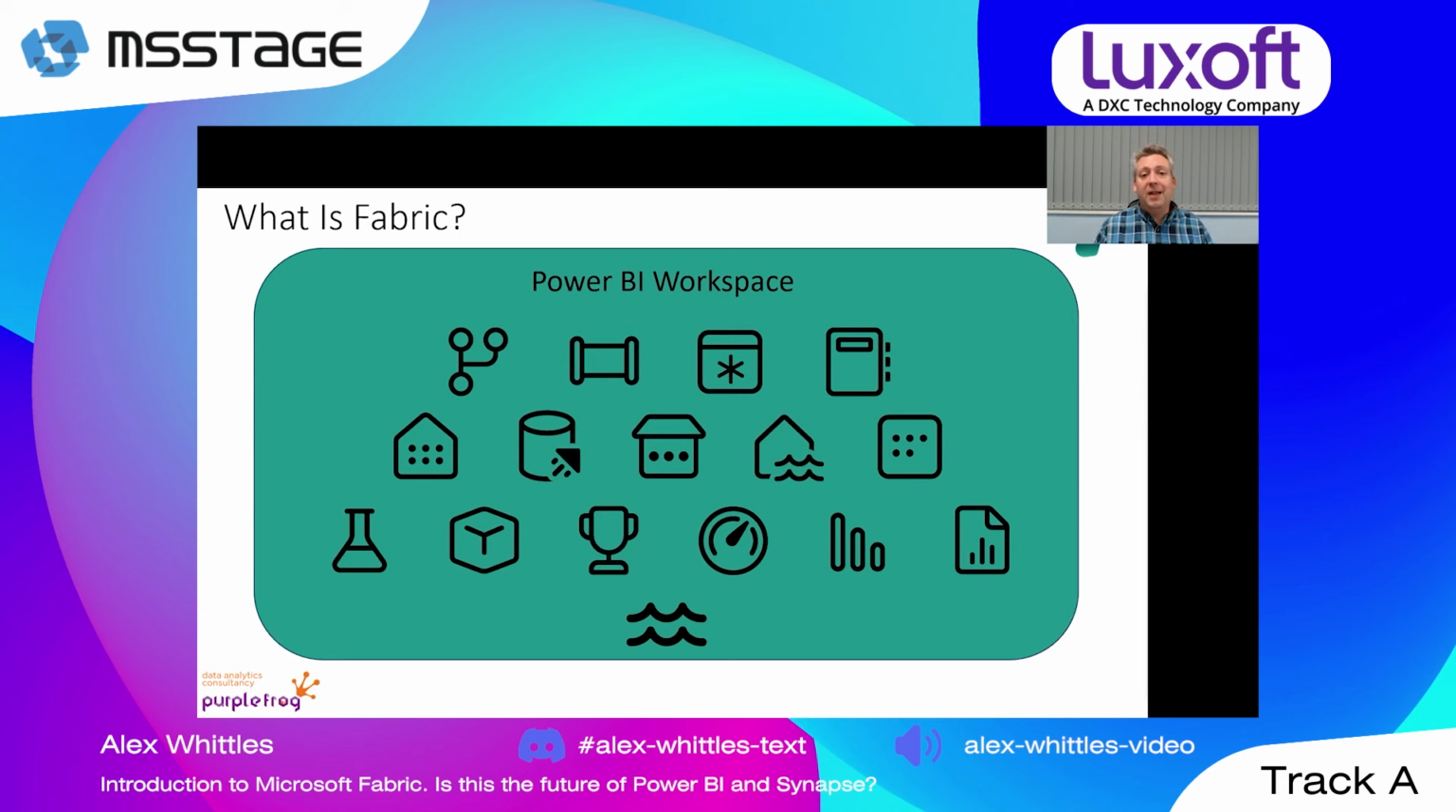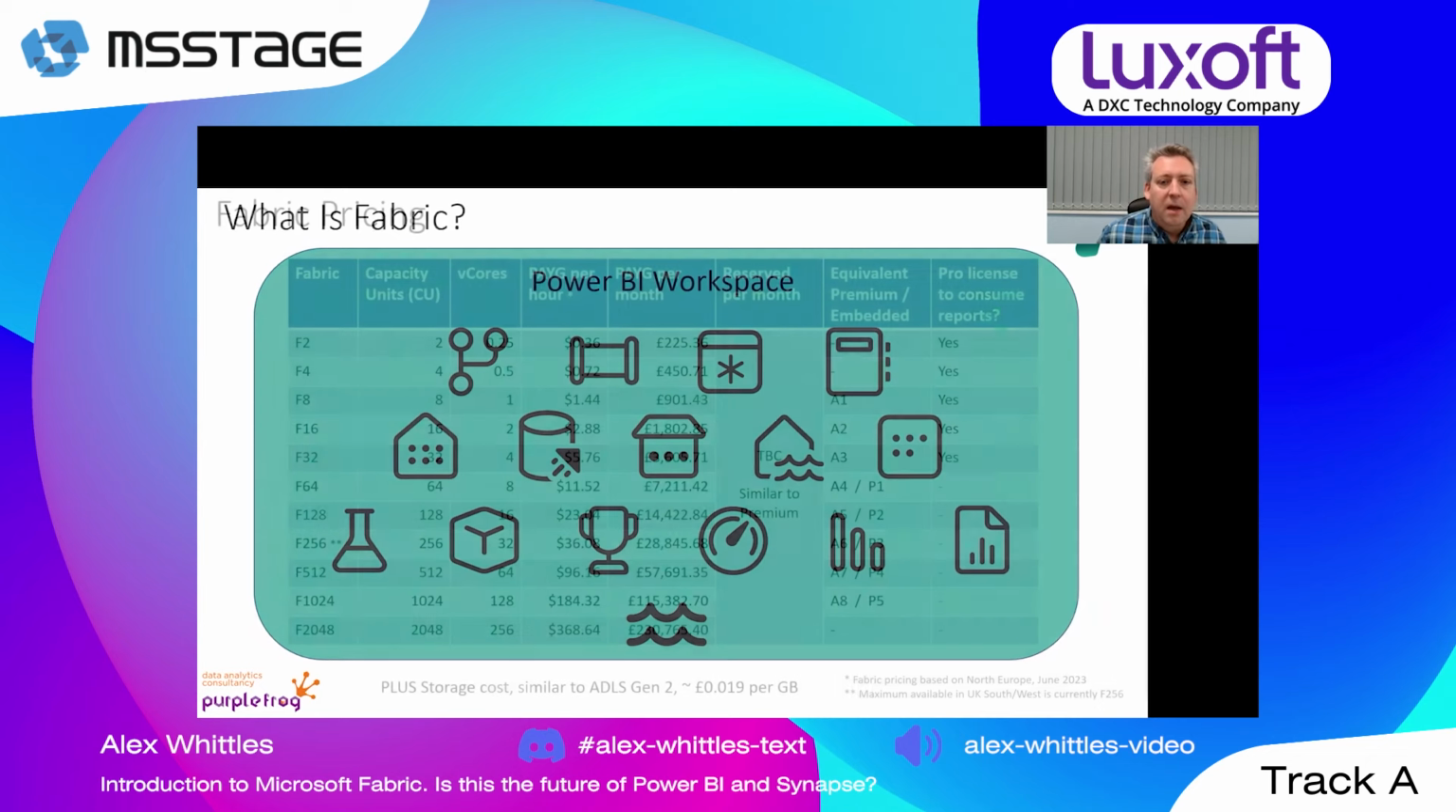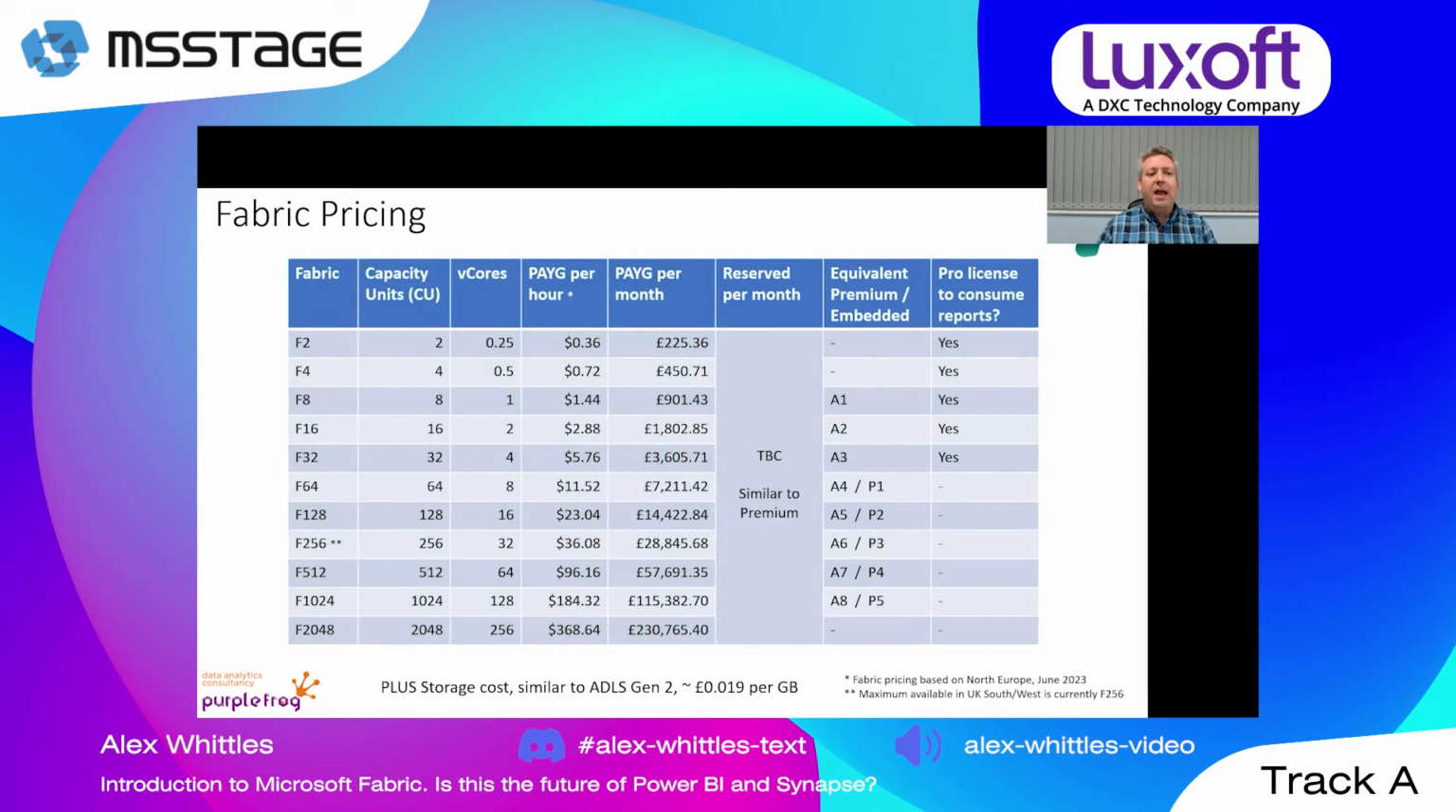So the big question really is, well, what's this all going to cost? How does the pricing model work with this? And there are a whole new set of tiers of pricing. Previously, if we exclude Premium per User, we had two primary methods of creating premium capacity. We had the embedded SKUs that you bought through Azure, A1 through A8, and then the premium SKUs, P1 through P5, that you bought through Office 365.